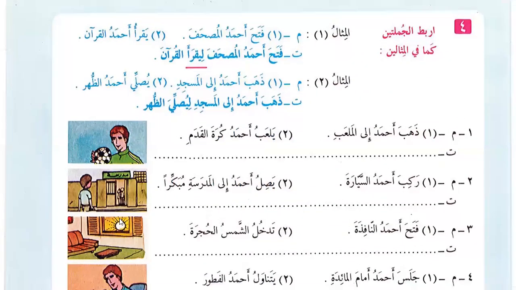Irbit al-jumlatayn, join the two sentences. First sentence is Fataha Ahmadul musaf. Ahmad opened the copy of Quran. Yakrau Ahmadul Quran. Ahmad is reading the Quran. Li means for. When we add li, it gives fatha to the fi'l mudari. Normally it is yakrau, but after the addition of li, it becomes mansub: li yakra. Normally it is yusalli, but after li it is yusalliya. So li gives fatha to the verb. Remember this point. Fataha Ahmadul musafa li yakraa al-Quran. Ahmad opened the copy of Quran to read the Quran. Zahaba Ahmadu ilal masjidi li yusalliya az-zuhur. Ahmad went to the Masjid to pray the Zuhur.